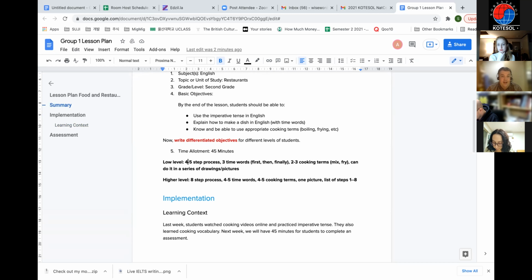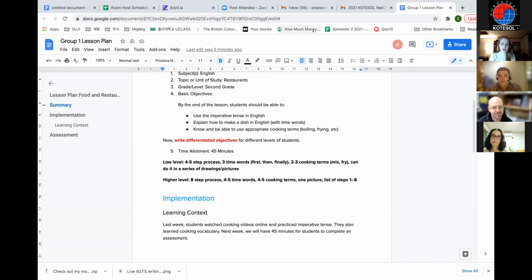And then higher levels, it's the same outcome, but just more complex. So they've got to do it in eight steps or whatever number it is. They've got to use more time words, more of the cooking terms. They might do one picture to illustrate what their recipe is, and then they just have to list the steps. So it's more of a writing task. So it's differentiated in that way. But the objective is the same, really, to make a recipe that can be followed.